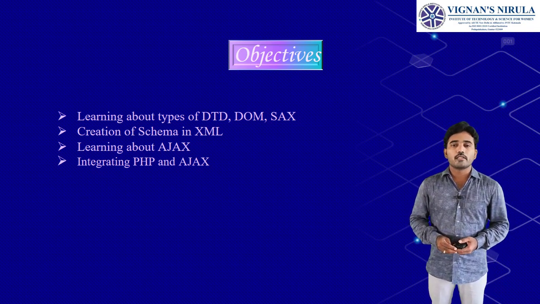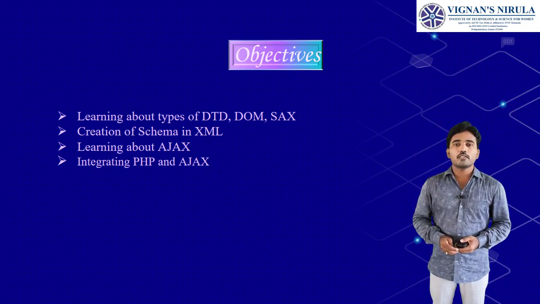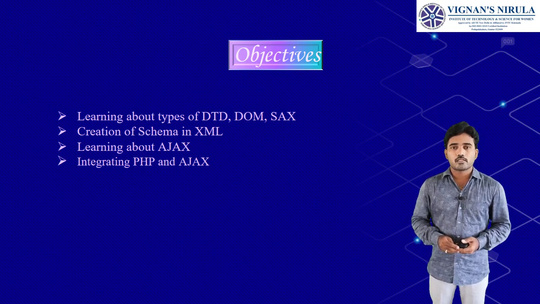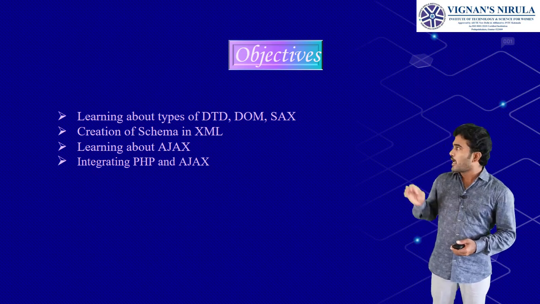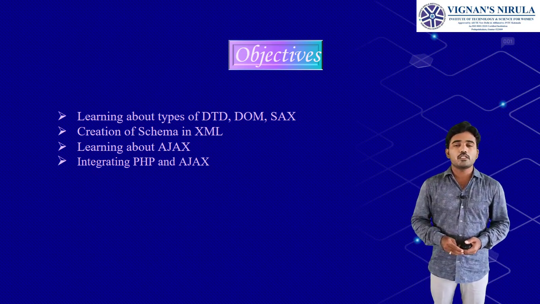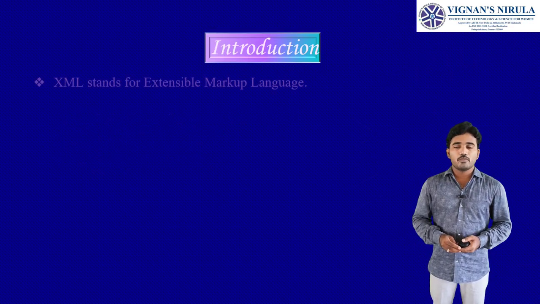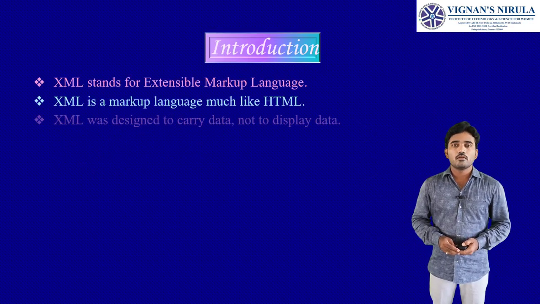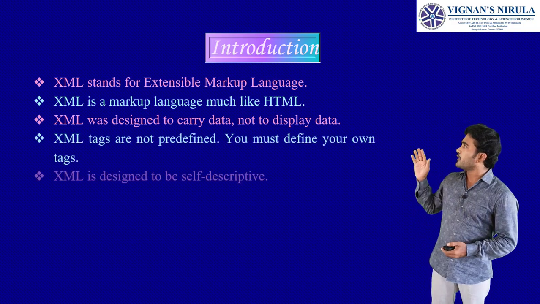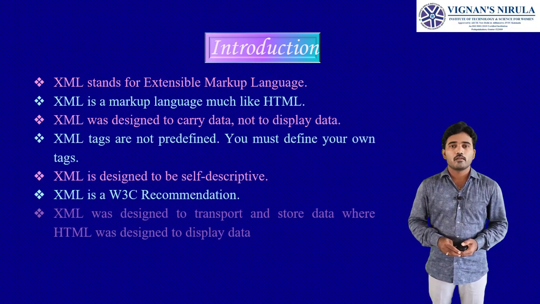The first objective is learning about types of DTD, DOM and SAX. The next objective is the creation of a schema in XML. Next, learning about AJAX, and the last one is integrating PHP with AJAX. That is about the objectives. Now we will discuss the introduction to XML.